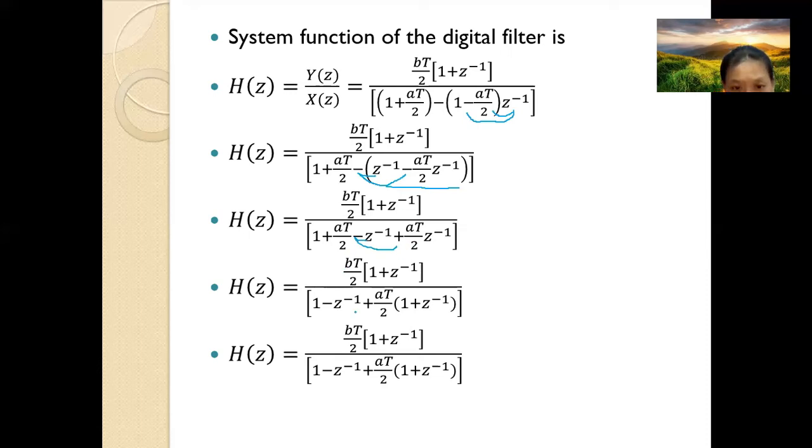After that, we collect this a t divided by 2 z and this a t divided by 2 together. So we can factor out a t divided by 2 z plus z minus 1. Okay, so we have these equations.